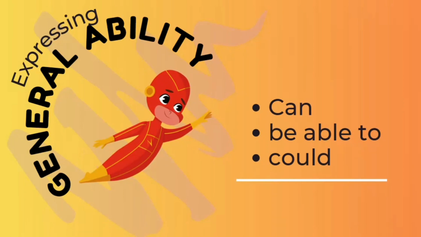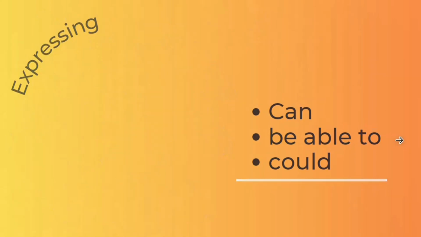If you want to tell somebody that you can do something, if you want to show the ability of doing something, we use modal verbs like can, be able to, or could. Be able to is a structure that I have added here. You can replace can with be able to. We'll see some examples and you will get it better.